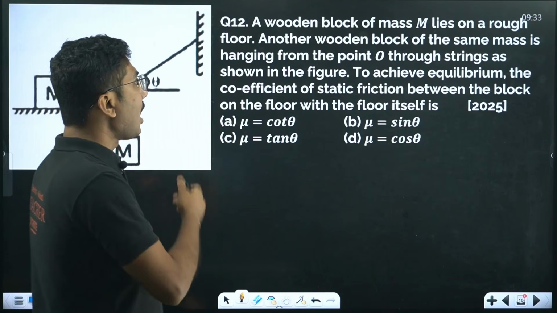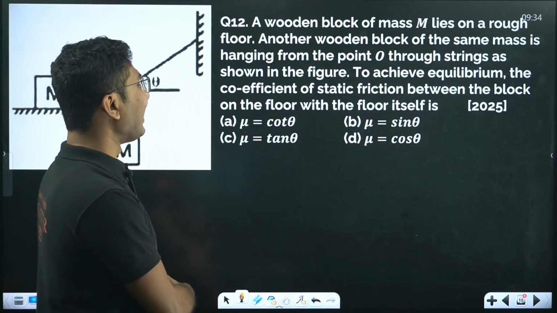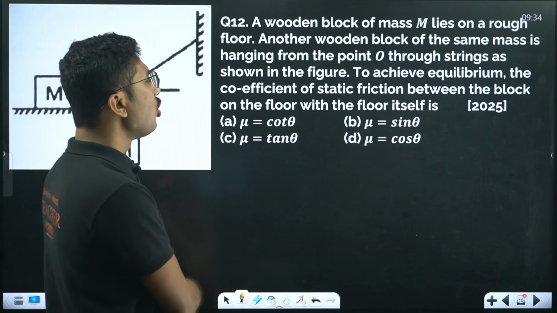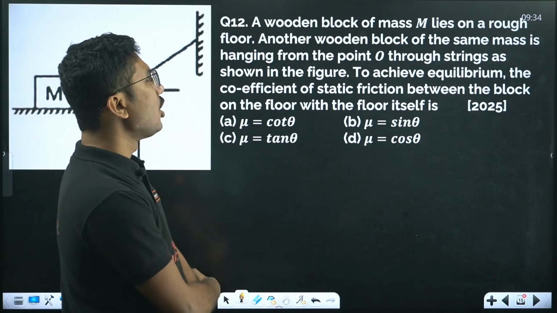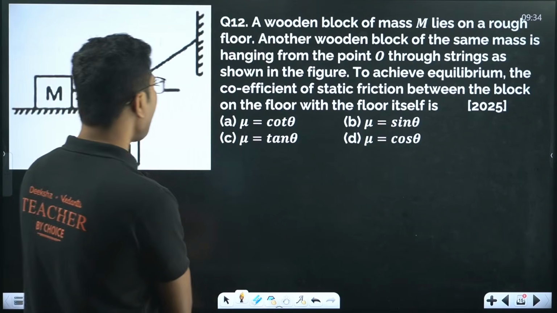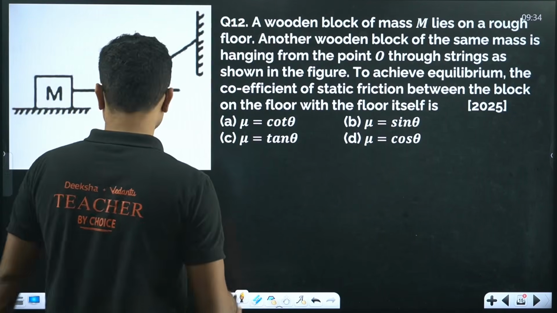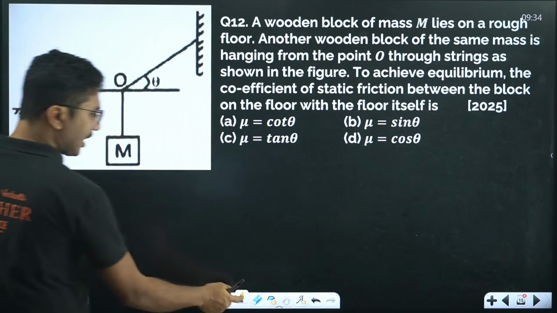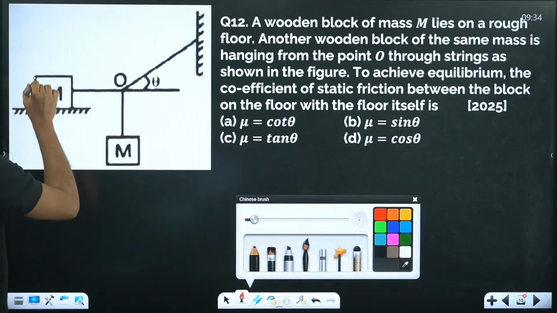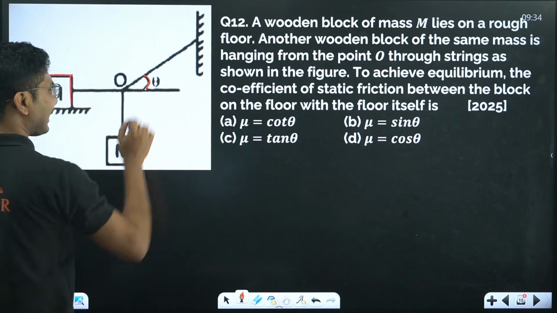Now next, a wooden block of mass m lies on a rough floor. Another wooden block of the same mass is hanging from the point O through a string as shown in the figure. To achieve equilibrium, the coefficient of static friction between the block on the floor and the floor itself is? So if you see the diagram, we have two masses, m and m, and there is an angle theta.